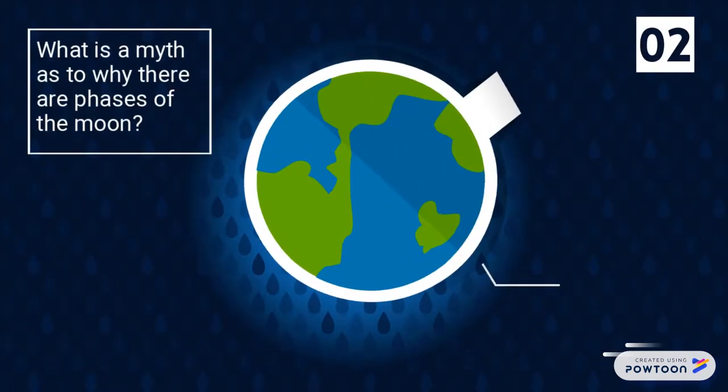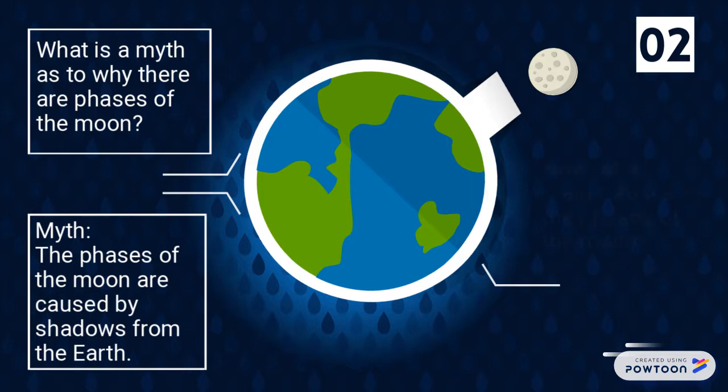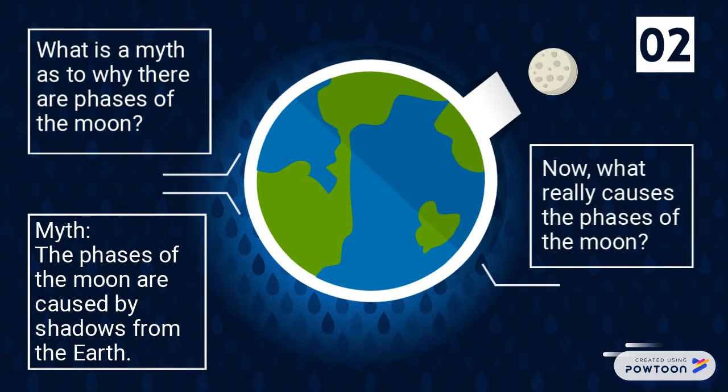Now, before we get to the real cause of the phases of the moon, first let's talk about a myth that a lot of people think. A lot of people think that the phases of the moon are caused by the shadow of the Earth. But what really causes the phases of the moon?